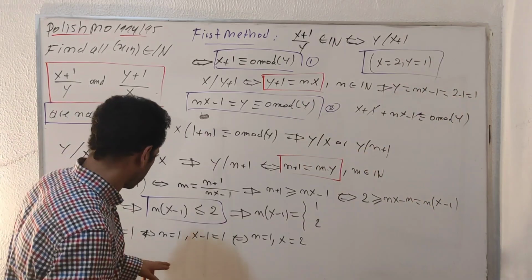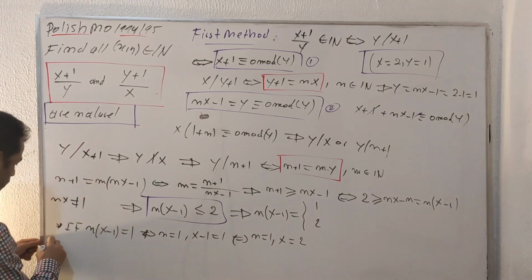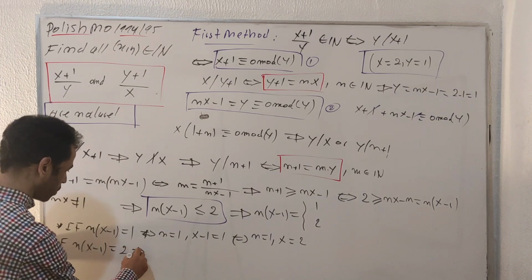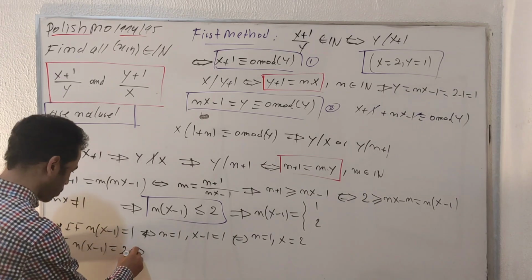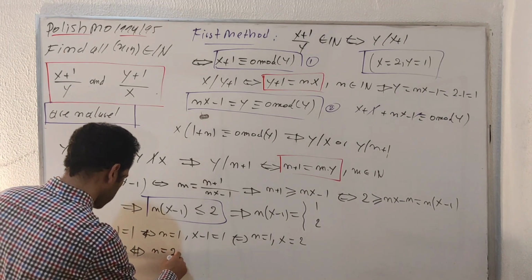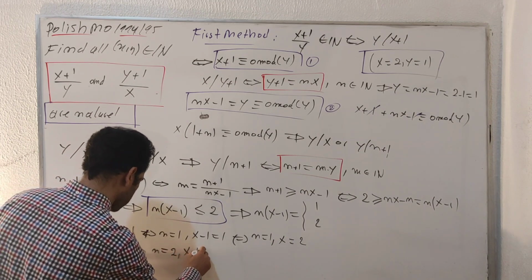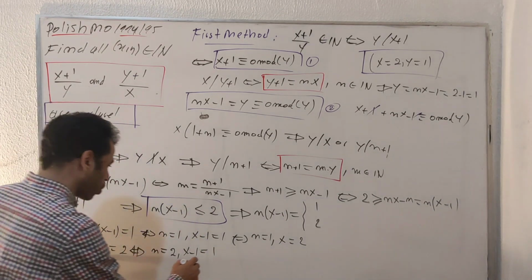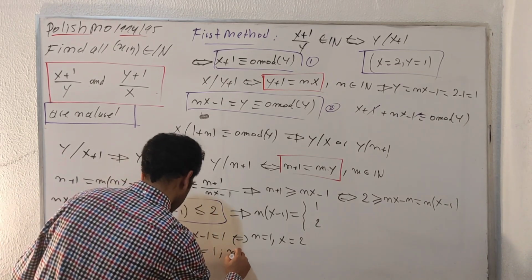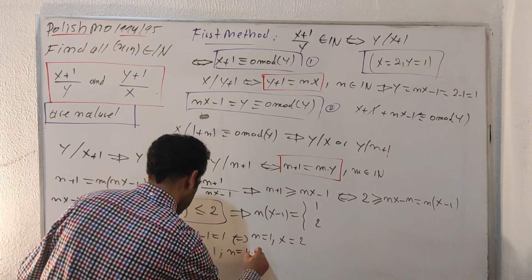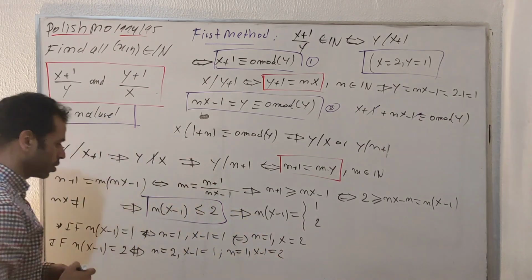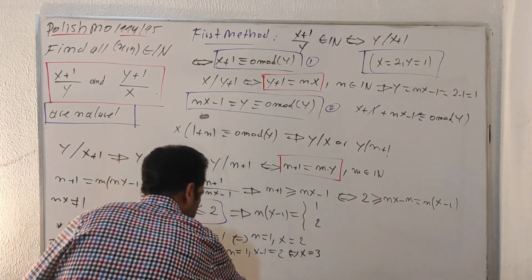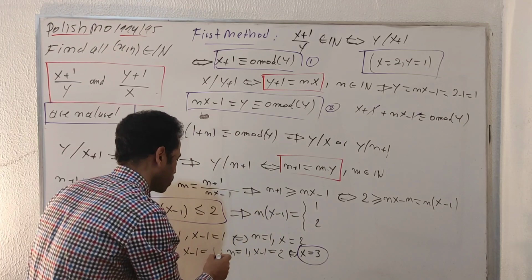Okay, to work on the other possibility, if n is multiplied by x minus 1 equals 2, equivalent n equals 2 and x minus 1 equals 1, or the inverse, n equals 1 and x minus 1 equals 2. Equivalent x equals 3. So I found the value of x equals 3 with always n equals 1.